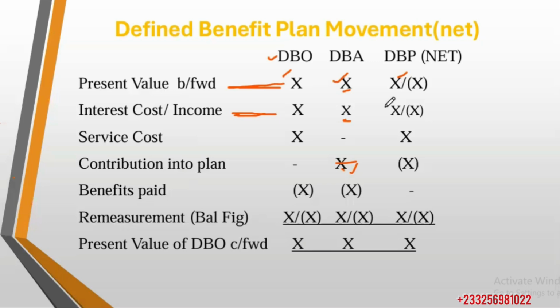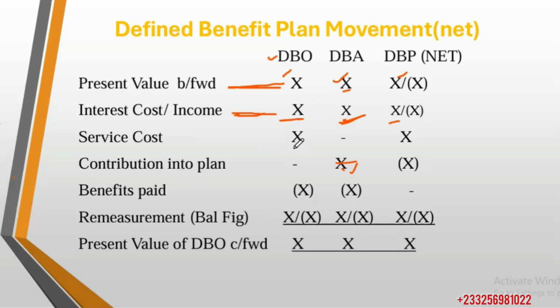When it comes to the interest side too, you see, if you go to liability, this is interest expense, this is interest income. You find their net and you bring it here. So if the interest cost is more than the interest income, the net will be interest cost and vice versa. Are you following? So that's it.